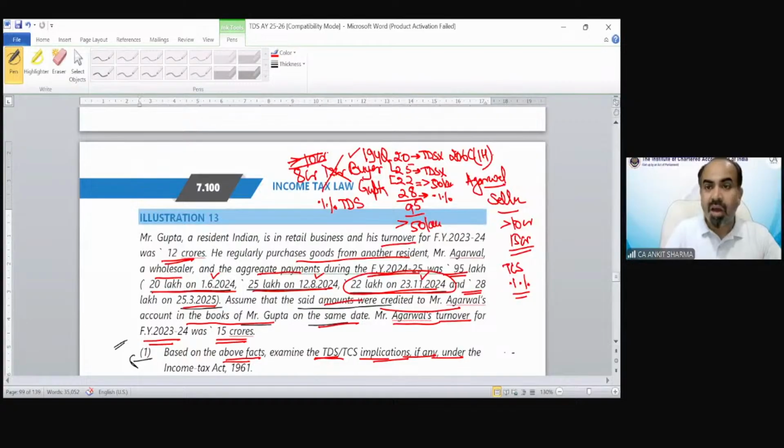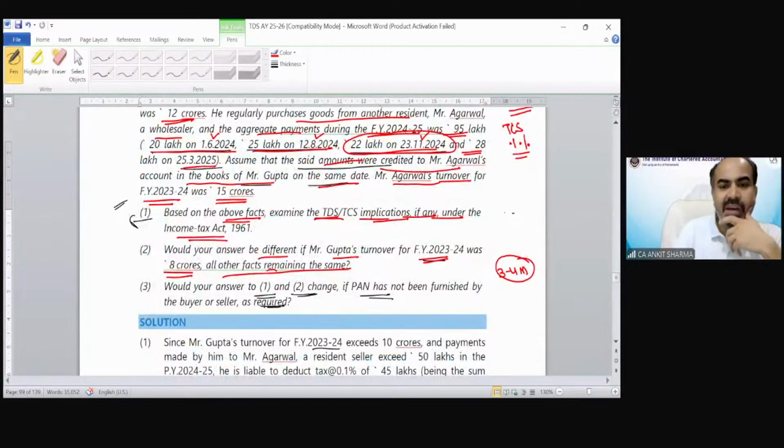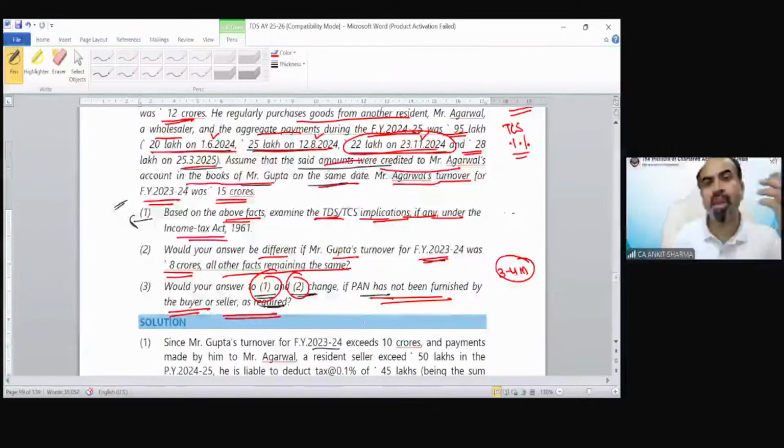Then what will happen? Now the TCS provision will come into the act and Mr. Agarwal will collect TCS from Mr. Gupta at 0.1%. And in the same way, on the first 20 lakh, there would not be any TCS. On the second 25 lakh, no TCS. On the third 22 lakh, TCS would be there. And on 28 lakh, TCS would be there. As simple as that. Would your answer in 1 and 2 change if PAN has not been furnished by the buyer or seller as required? Yes, the rate of TDS and TCS would be higher in this case.